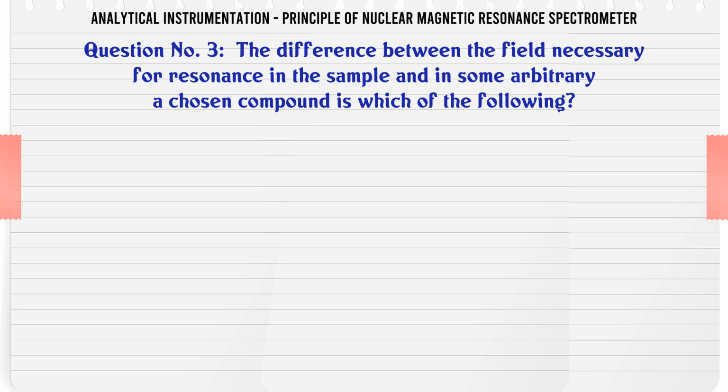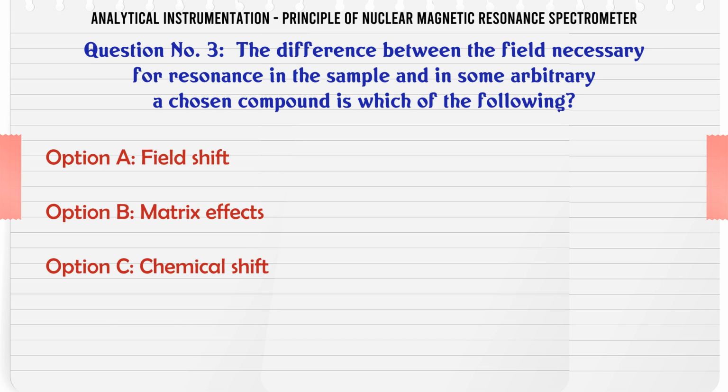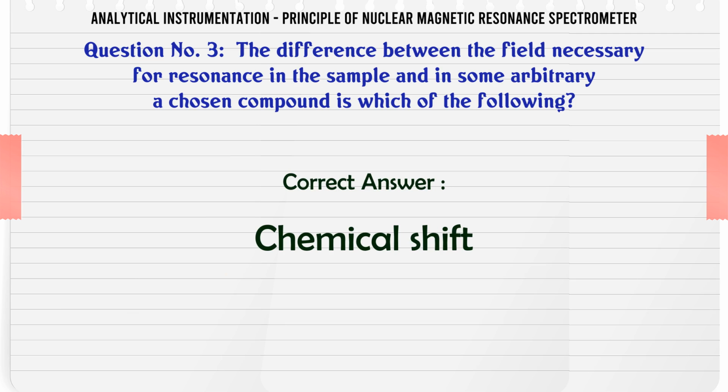The difference between the field necessary for resonance in the sample and in some arbitrary chosen compound is which of the following? A. Field shift. B. Matrix effects. C. Chemical shift. D. Resonance shift. The correct answer is chemical shift.